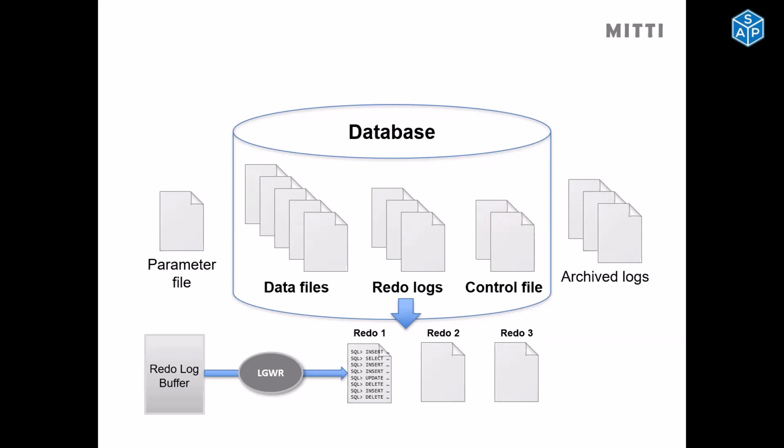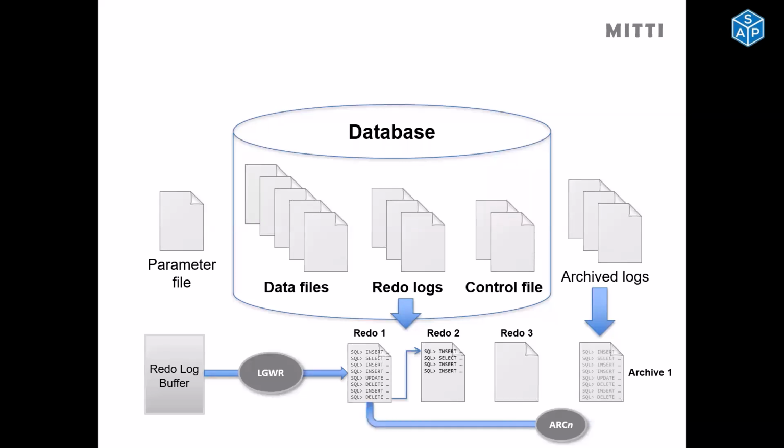Now, what happens when it reaches the end of the file? There will be a log switch. Now it will start writing to the second file, and by the time it starts writing the second file, it will dump the first redo log file into an archive log. The archive process will create a new archive file and dump the content of redo log 1 in that archive file, and redo log 1 will be cleared off. So on redo log 2, again it will continue writing.